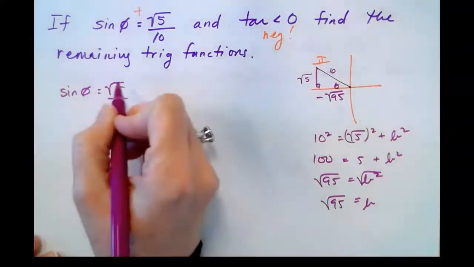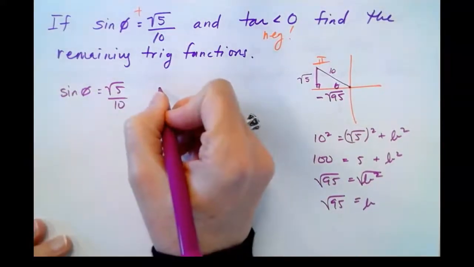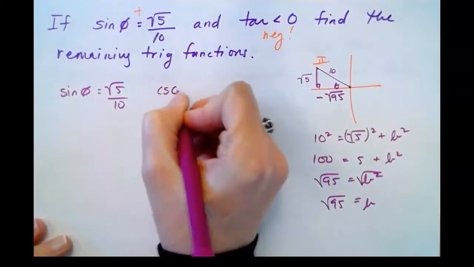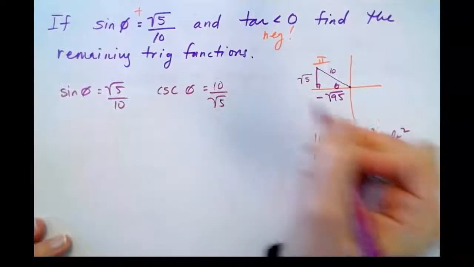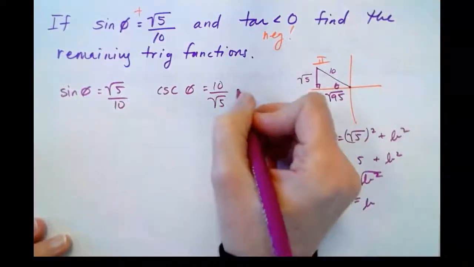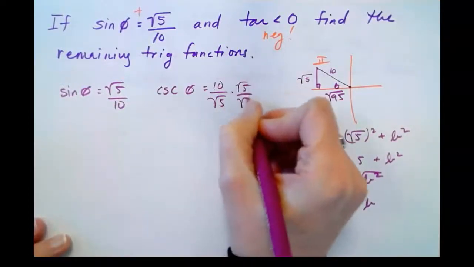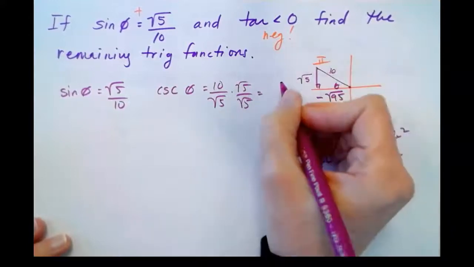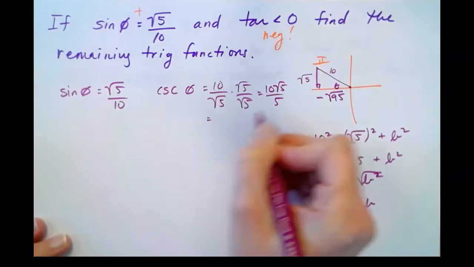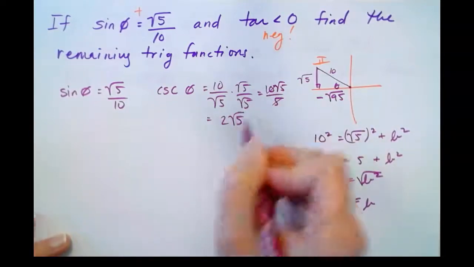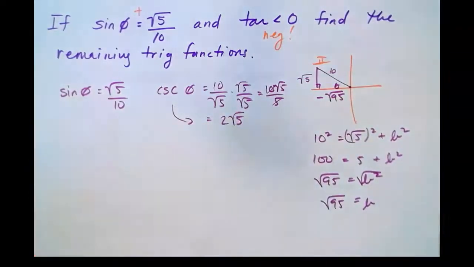So if the sine is root 5 over 10, let's go ahead for the cosecant. Its reciprocal would be 10 over root 5. And go ahead and rationalize that, because you love Jesus. So that's 10 root 5 over 5, which reduces to 2 root 5. So that's our cosecant, 2 root 5.